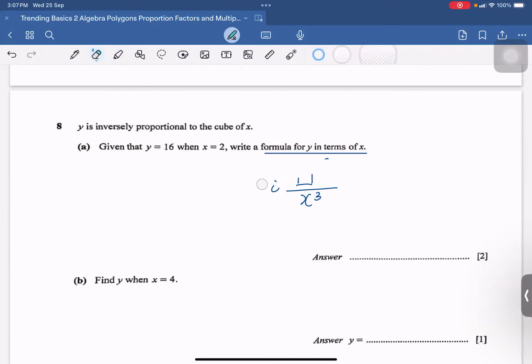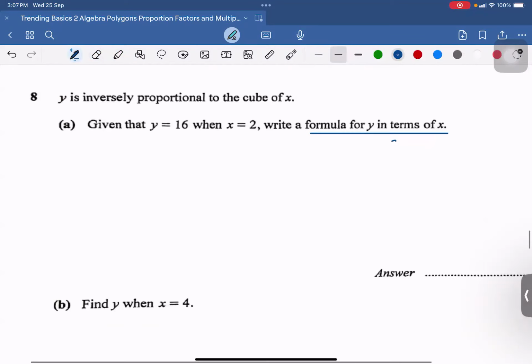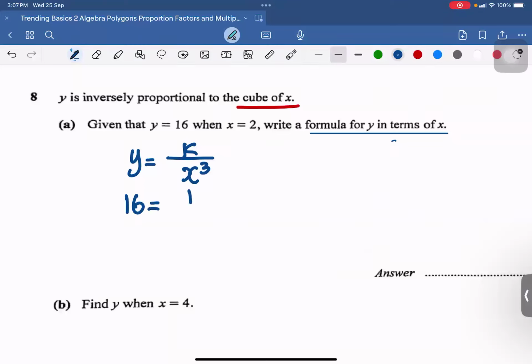Okay, now this one is inversely proportional cube. Like I said just now, this question says to find the formula of y in terms of x. So inversely proportional, k over, what do I need to put? X, the whole thing cubed. Y equals 16 when x equals 2 cubed. Then what's the value for k? Bring over, you multiply, right? What's the value for k?